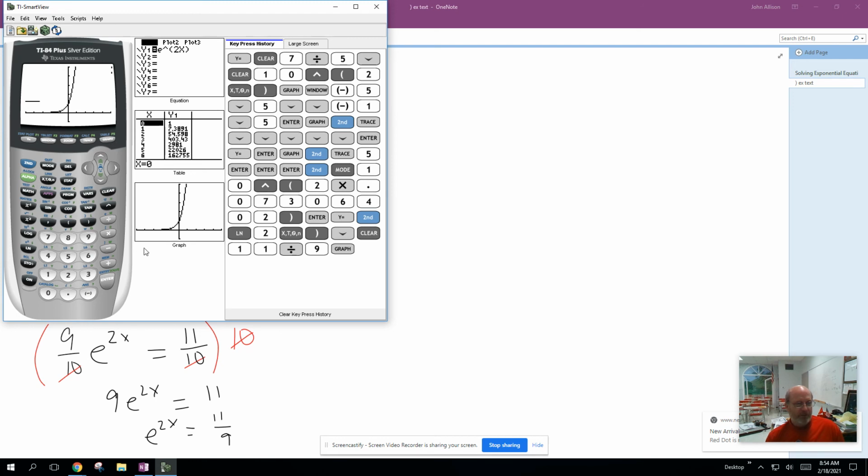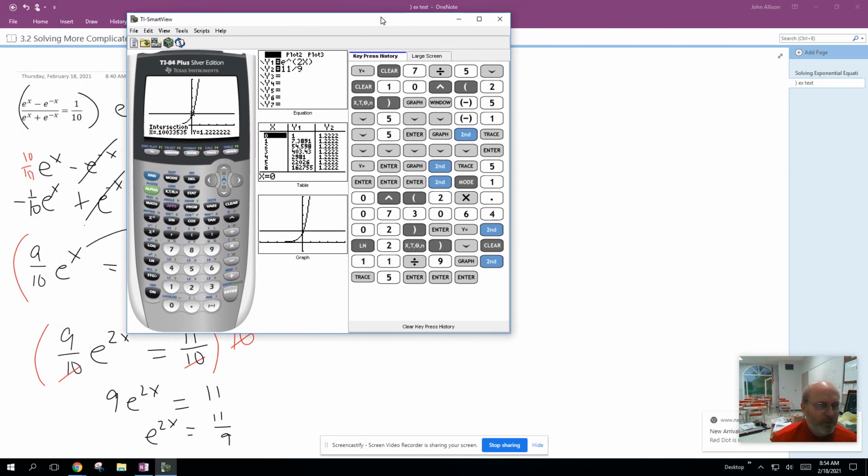There's e to the 2x. There's 11/9. And we want to do second trace, intersect, first curve, second curve, tell it to guess. And the solution is 0.103335535. Let's see, let's write that down. 0.1033, let's see. Well, 0.10 is going to be pretty close.